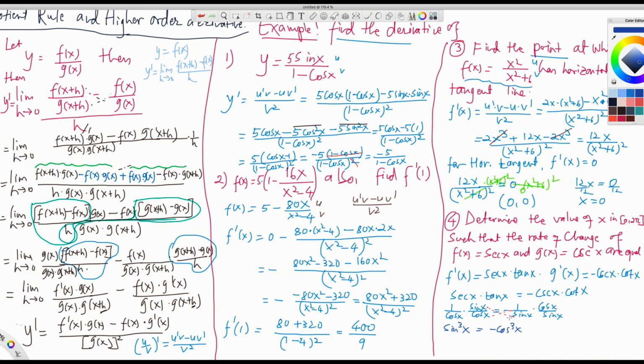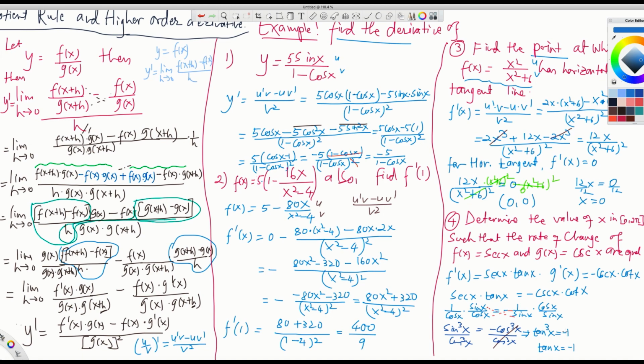You see that? Now let's divide by cosine cubed x on both sides. If you do that, what do you get? That will cancel out. So the left side will become tangent cubed x. This implies tangent cubed x equals negative 1. If you take the cube root, you will get tangent x equals negative 1.